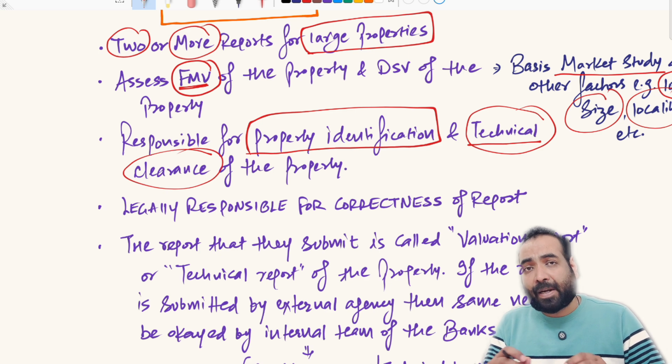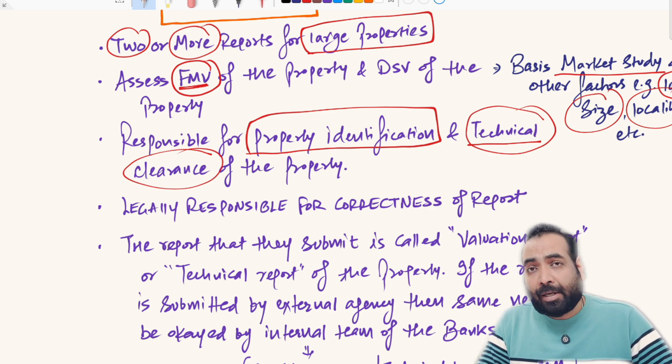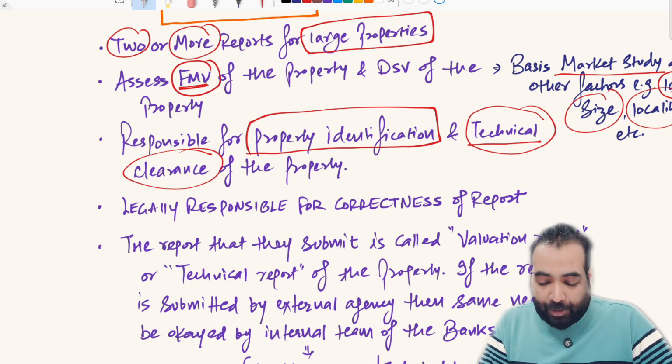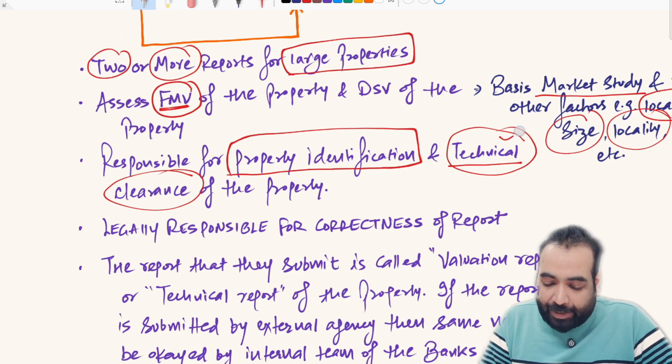They will ask the respective sales team or marketing that we need this document from the client, from the borrower, if he wants us to give a clear and clean valuation report, right? So this is a technical clearance.